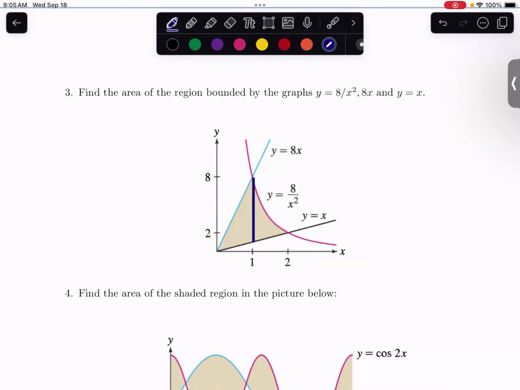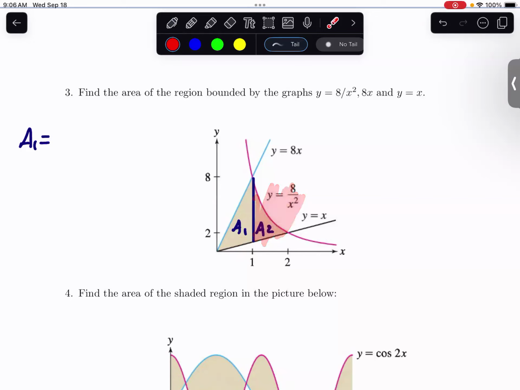This region I'll denote by A1, and this region I'll denote by A2. Because we have two upper bounds, that should tell you that there are going to be two integrals that we'll need to set up, an integral corresponding to A1 and an integral corresponding to A2. If you're finding A1, this first area, just ignore everything over here.